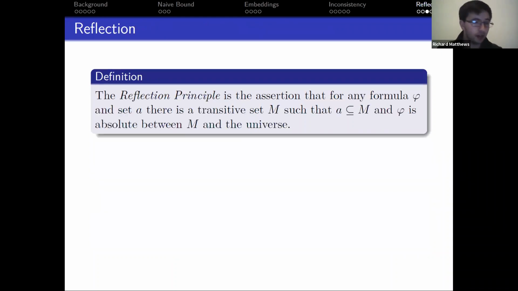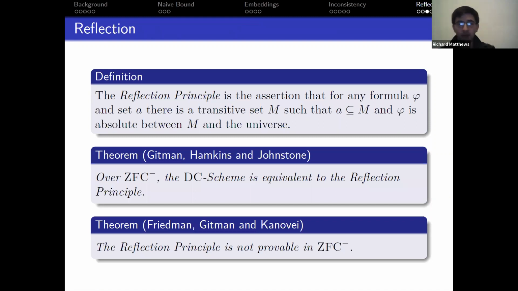Okay. So why I've sort of mentioned this is that if I go back to what the reflection principle said, well, we have by proof of Gitman, Hamkins, and Johnstone, and this is the first place I know of it being proved at least, over ZFC without power set, the DC scheme is equivalent to the reflection principle, where reflection implies the DC alpha scheme for any alpha, because I've reduced an instance of the DC scheme to a set instance by reflection.